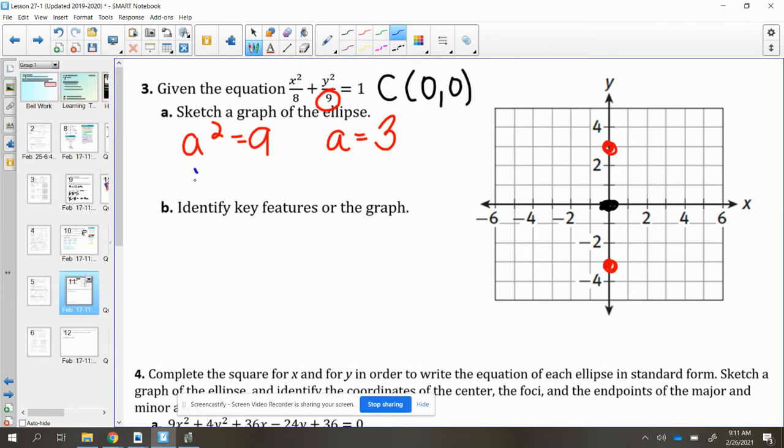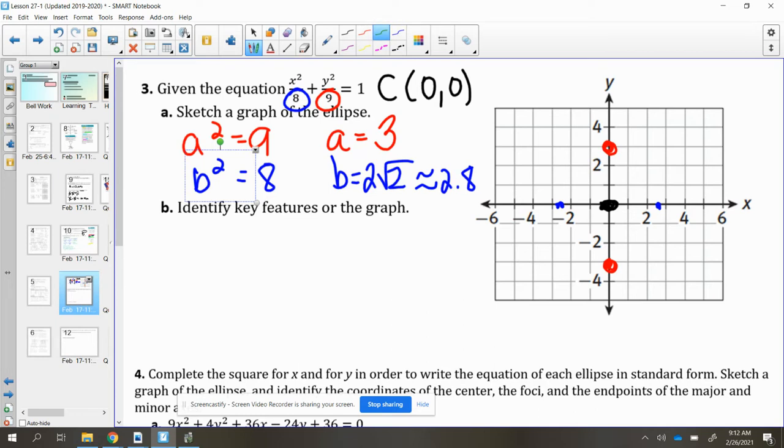And then B squared this time is 8. So if we square root that, the square root of 8 is 2 square root 2, or approximately 2.8, because that's going to help us graph it if we know the decimal approximation, right? So we would be on, since this is underneath the X values, 2.8 to the right, 2.8 to the left of our center. And then last but not least, we need parameter C.